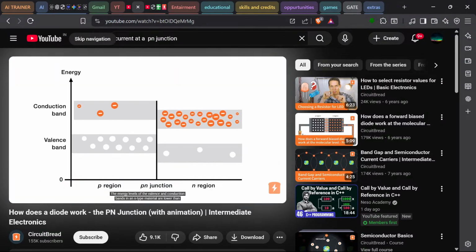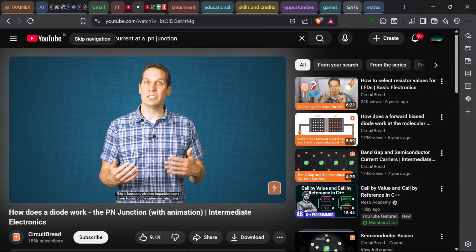The energy levels of the valence and conduction bands in an n-type material are lower than the valence and conduction bands in a p-type material. This is because trivalent impurities exert lower forces.